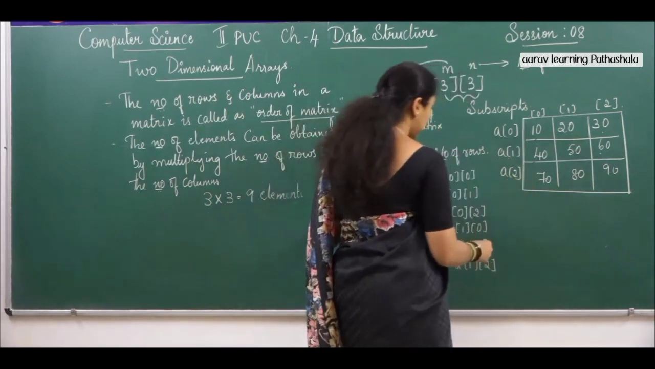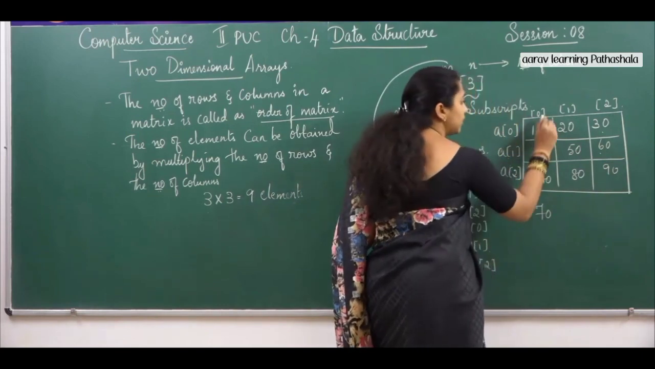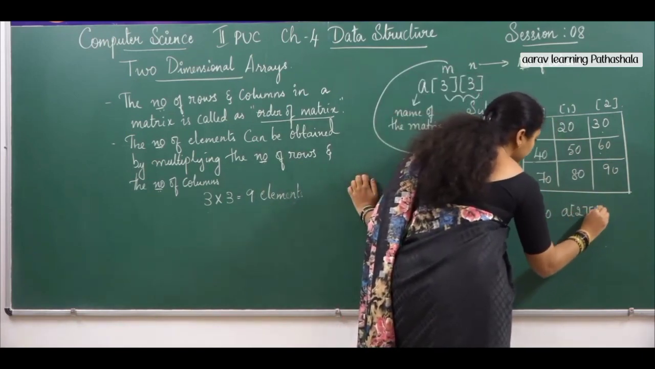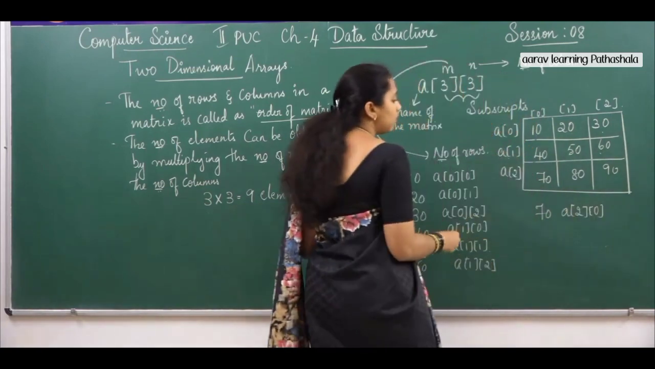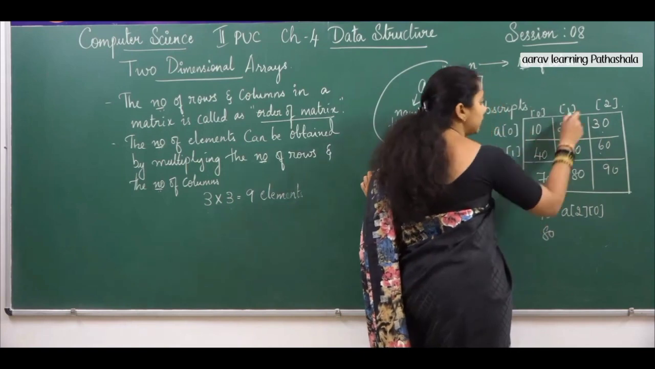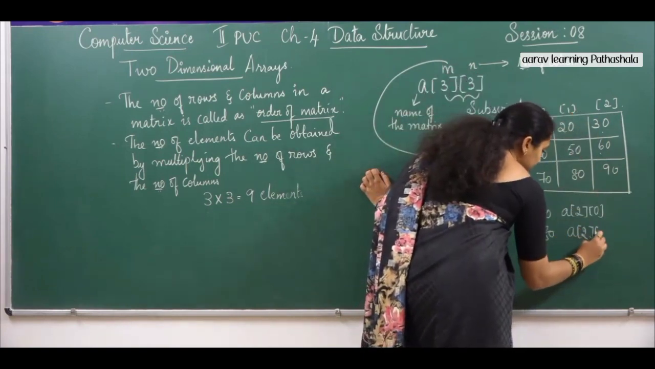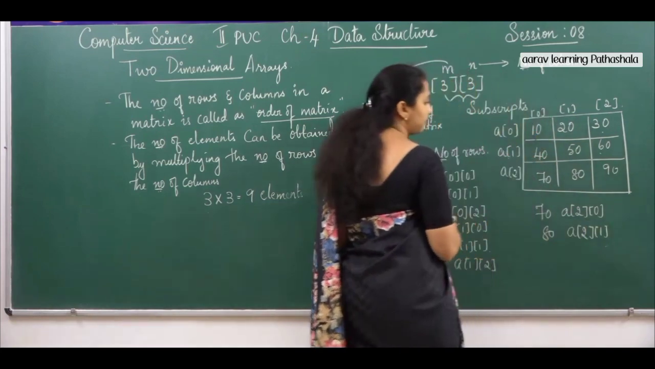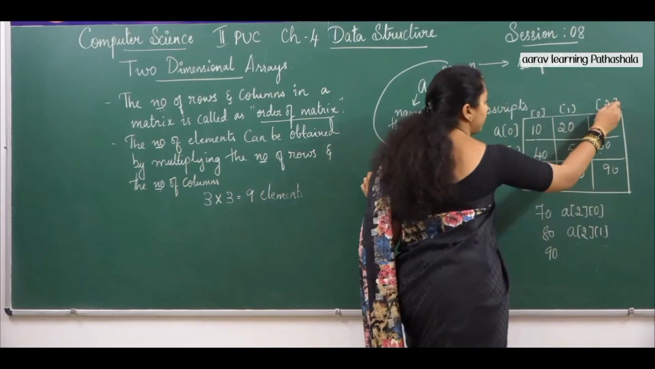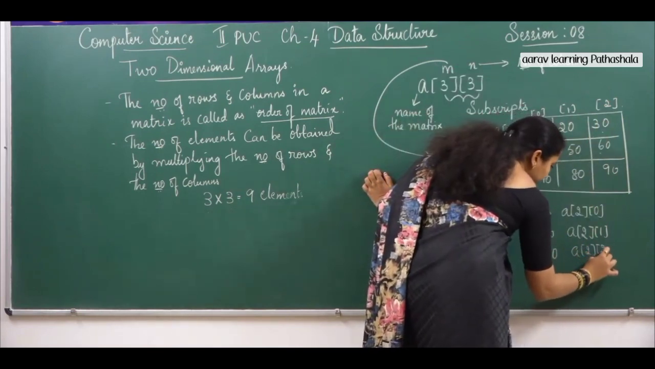What about 70? A of 2, 0. What about 80? That is A of 2, 1. What about 90? A of 2, 2.